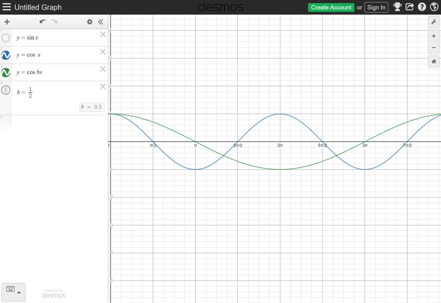So whenever the value of b is between 0 and 1, it's going to be stretched out. When it's greater than 1, it's going to be squished in. So this is going to affect our horizontal stretch and shrink. That's what these b values will do.